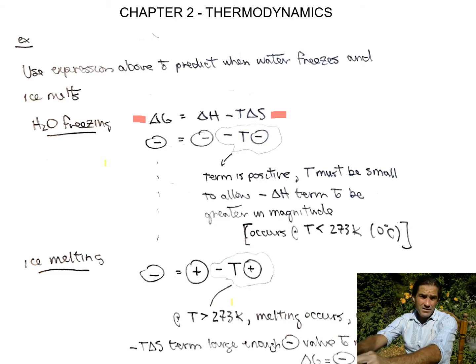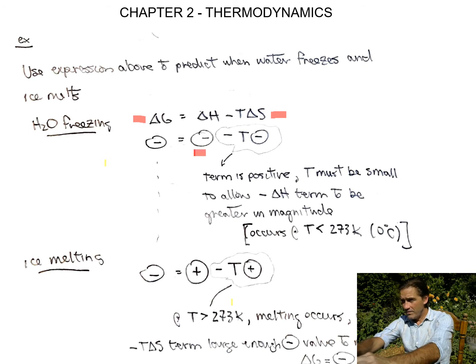So when does water freeze spontaneously? We know that water doesn't freeze at all conditions. It doesn't freeze at room temperature if it's 70 degrees outside. When does it freeze? When does that reaction become spontaneous?